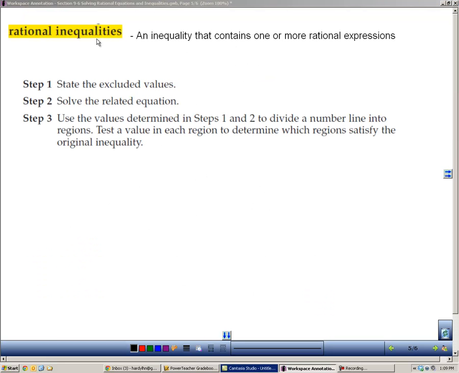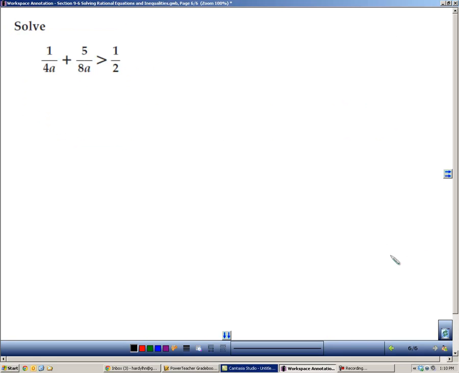Now we'll talk about how to solve rational inequalities. That's when you have an inequality with rational expressions. First you find the excluded values, then you solve the related equation, and then you create a number line that divides it up into regions, and you try a point in each region. That's something that we've done back in chapter 6 when we solved for parabolas. So let's look at it in action here.